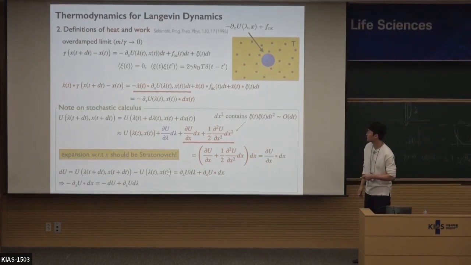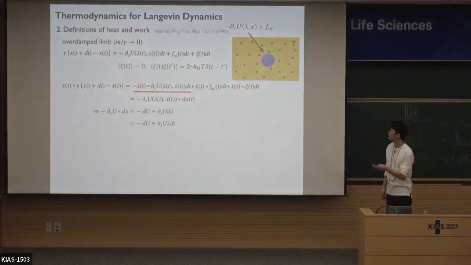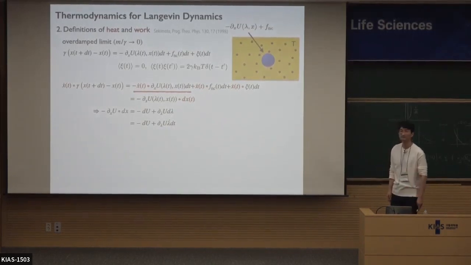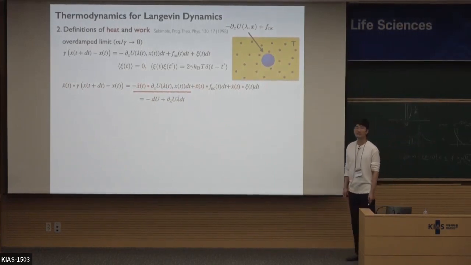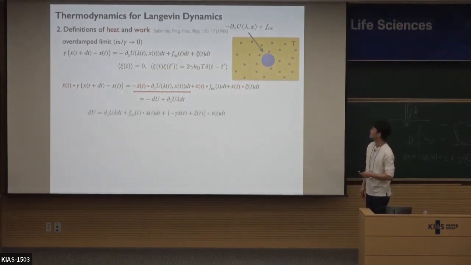Okay, so from this equation, this term can be rewritten in terms of du plus this term. So this term can be changed into this one, and this d lambda can be rewritten in this way, lambda dot dt. Okay, fine. Question here? Okay. And then, now let's move this term to the left-hand side, and then move this term to the right-hand side. Then if we arrange the terms, we get this equation.